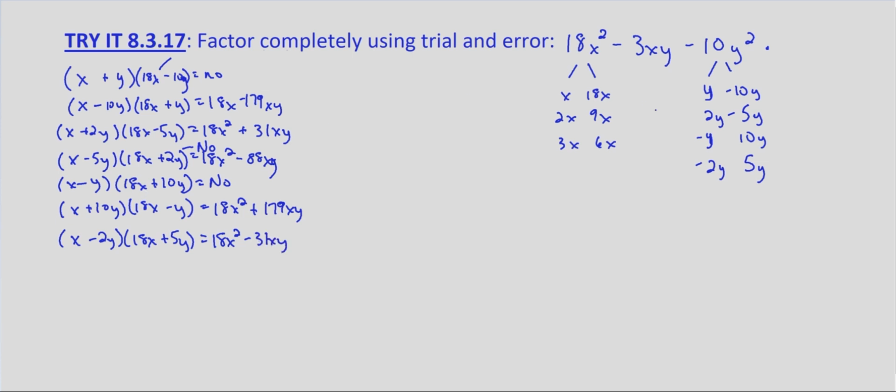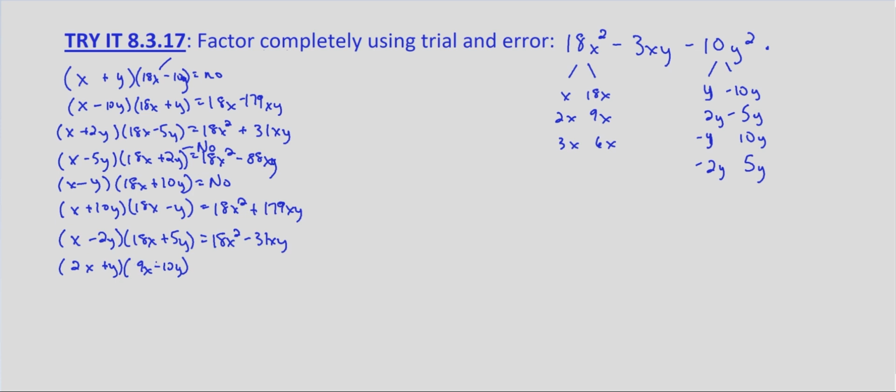Now we've gone through all four rows for our first set of our first factor. So now we're going to go on to 2x and 9x. So 2x, and we're going back up to the top row up here, y and negative 10y. So 2x plus y times 9x minus 10y.